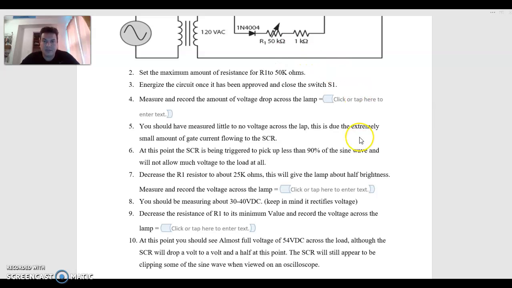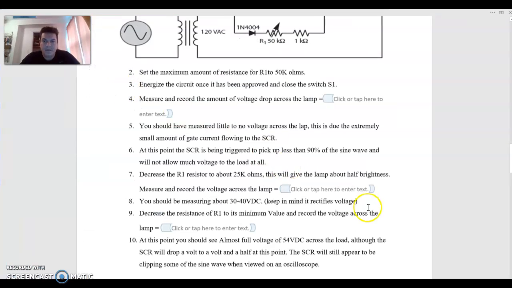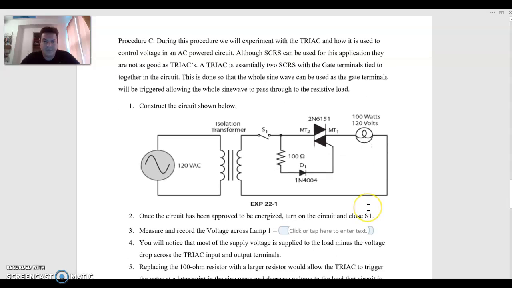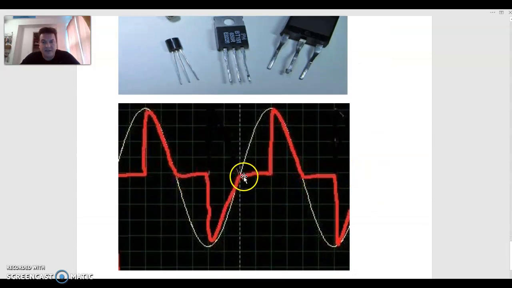I'm just going to scroll down to the bottom here where we have that image. When we scroll down, we see that the SCR and the TRIAC act very similar in the AC circuit. The SCR is going to be just this top half. What we're going to see is at 50% resistance in the circuit, we're going to tell it to start triggering and picking up half of the positive pulses of the sine wave, which is this red line.